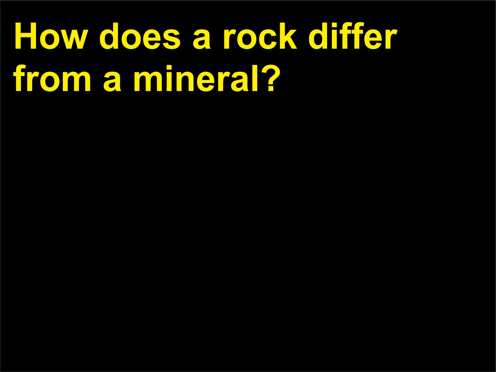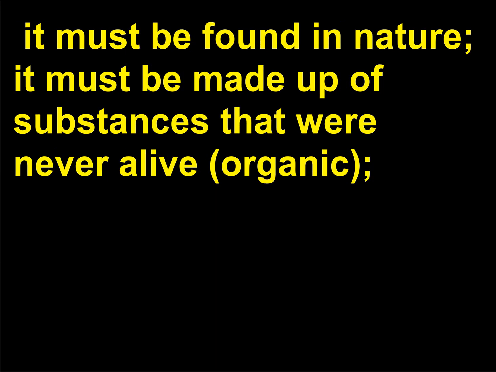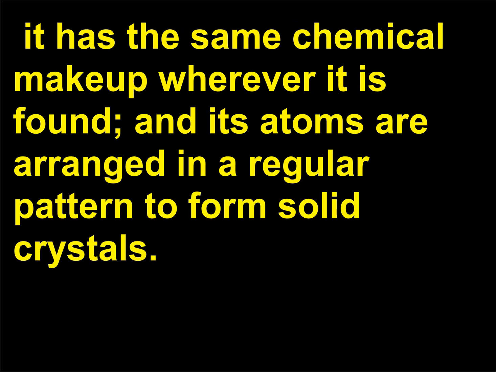How does a rock differ from a mineral? Mineralogists use the term mineral for a substance that has all four of the following features. It must be found in nature, it must be made up of substances that were never alive, organic. It has the same chemical makeup wherever it is found, and its atoms are arranged in a regular pattern to form solid crystals.